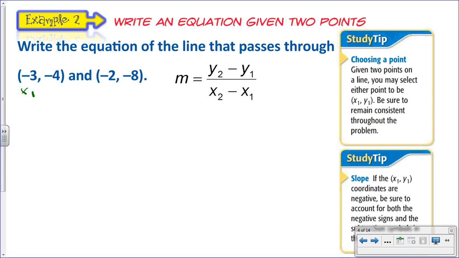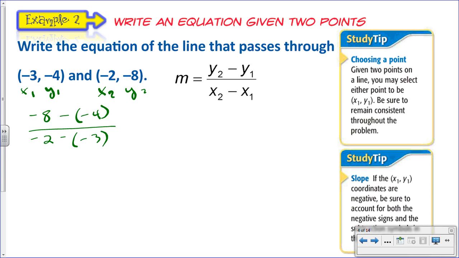So I'm going to make that x of 1, y of 1, x of 2, y of 2. So -8 minus what? -4. Good. Over -2 minus -3, good. And now I have to change the signs, right? What's that give me? -8 plus 4, -2 plus 3. That gives me -4 over 1. Or I could just say what? -4.